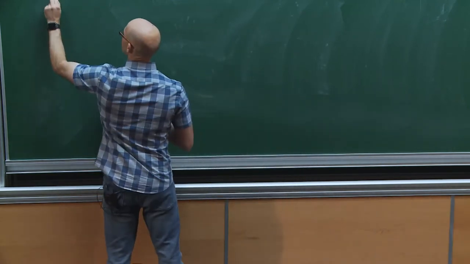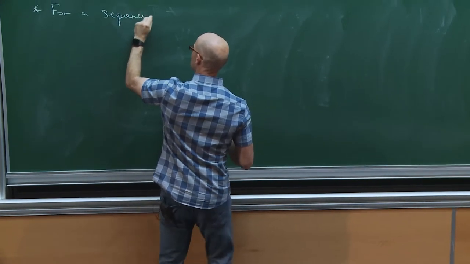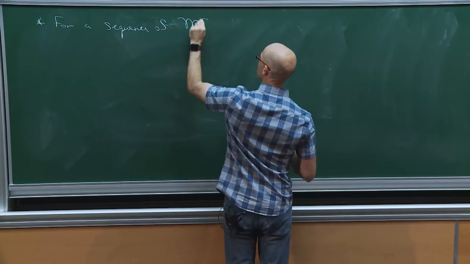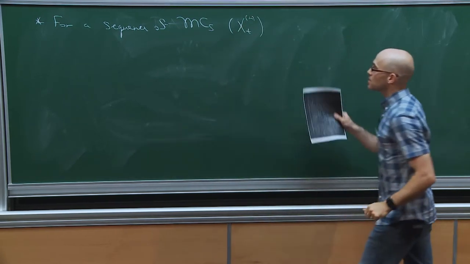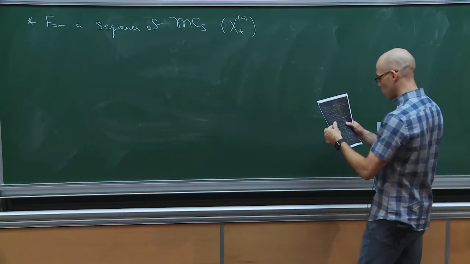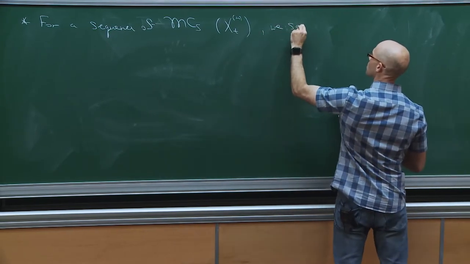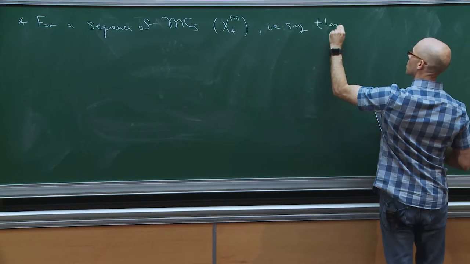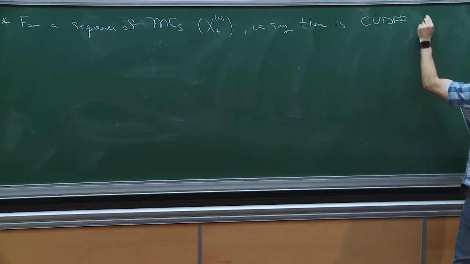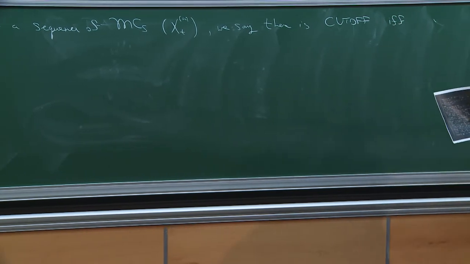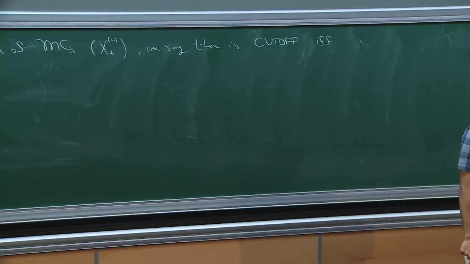So for a sequence of Markov chains X_t, and here's this implicit parameter n, sometimes I'll drop it, we say there is cutoff if and only if... So let's look at this definition for a second. We had T_mix of epsilon.